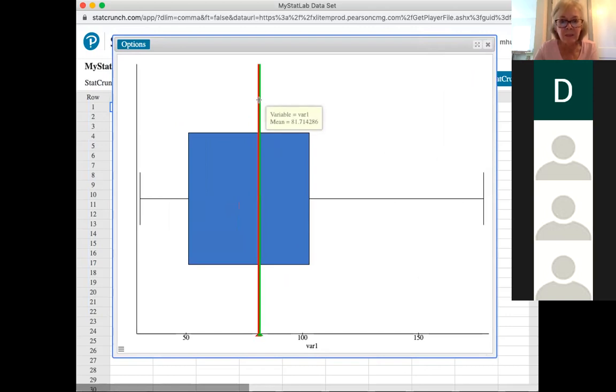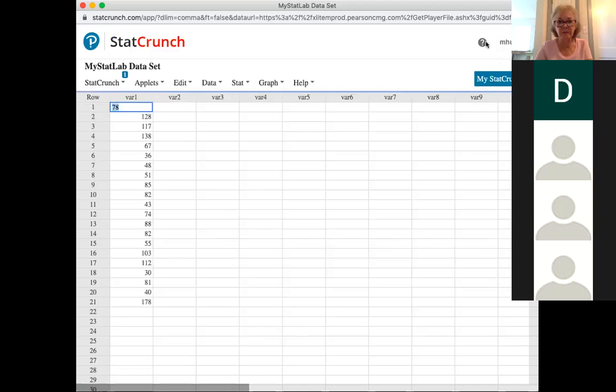The mean is 81.71, and the median is 81 point, oh, I can't even get it. The median is 81. And if I hover over the box itself, I can get the IQR, the median, and Q3 and Q1, and the upper and lower limits. So that's cool. I'm going to get out of this for just a minute.